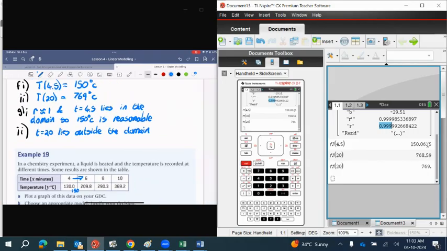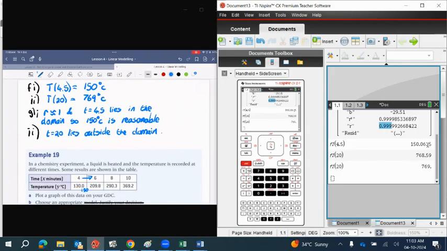And then we can make some interpretations. This is not reasonable. The liquid may turn to gas. All right, just some other interpretations.